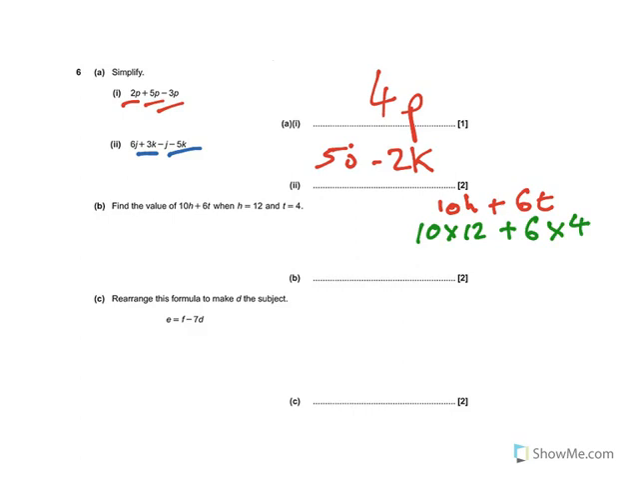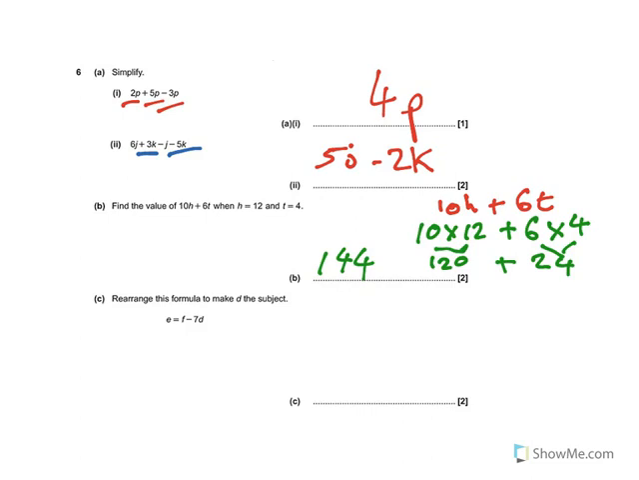Rules of BIDMAS tell us that we do the multiplications first. So, 10 and 12 multiplied together gives 120. 6 and 4 multiplied together gives us 24. We're going to add them together at the end, and we get 144 as the answer to that one.